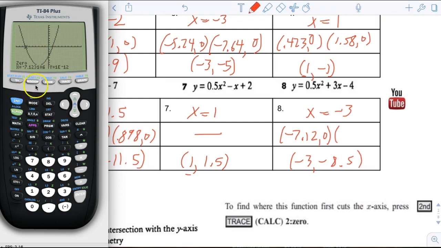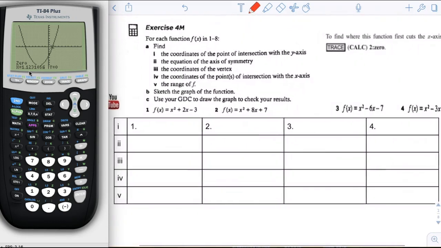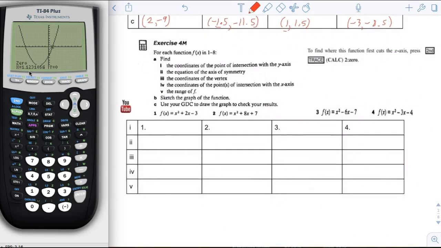And then we want to find this intersect too, so we do second calc 0 one more time. And then the left boundary is going to be anywhere to the left, so here is fine. Hit enter, and then we move slightly to the right of the intersection. We hit enter, and then we hit guess anywhere, and it gives us 1.12, comma 0. Okay, so that's it for number 8. So now we have some exercises down here, which are going to find some other things. And I am going to continue that in a second.